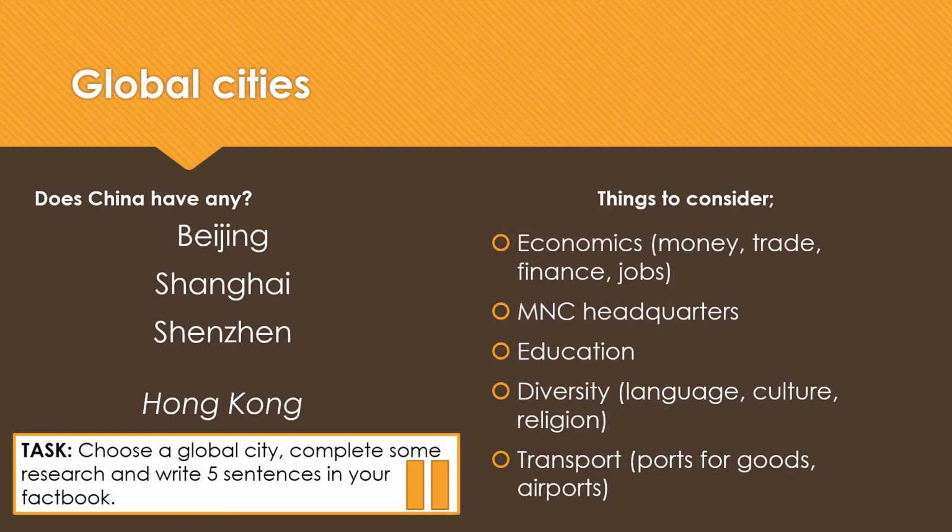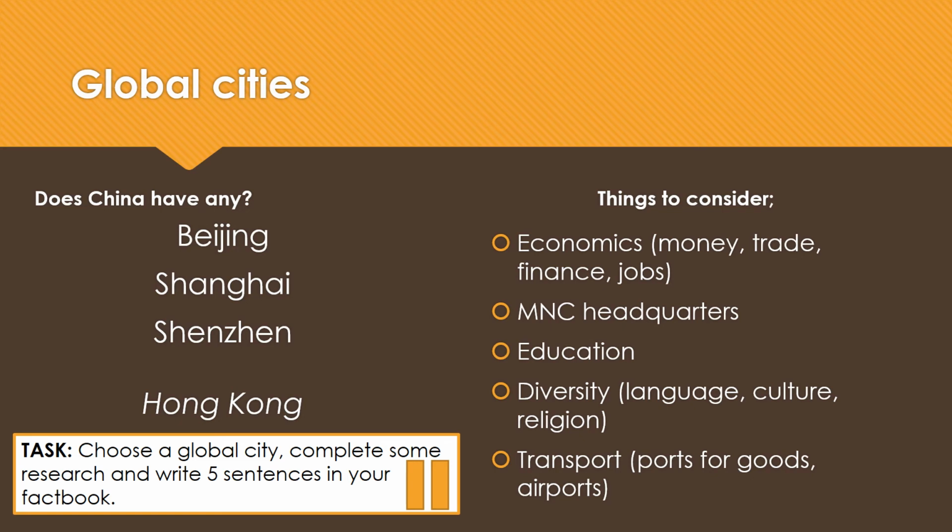Okay, moving on to global cities then. So does China have any? Yes, it has 3 or 4. So the big main ones are Beijing and Shanghai, which you may have heard of before. They're sort of 2 of the biggest cities in China. You've also got Shenzhen, which is arguably a global city as well. And then you can also look at Hong Kong, which is slightly separate.